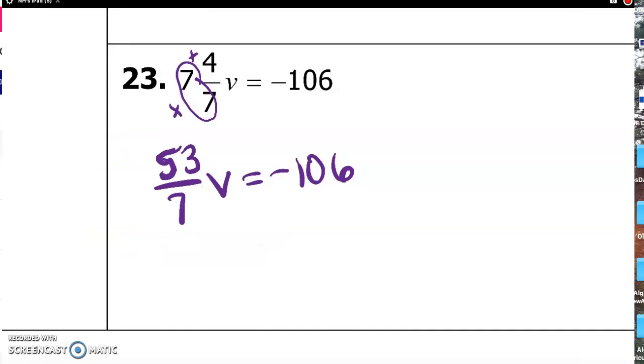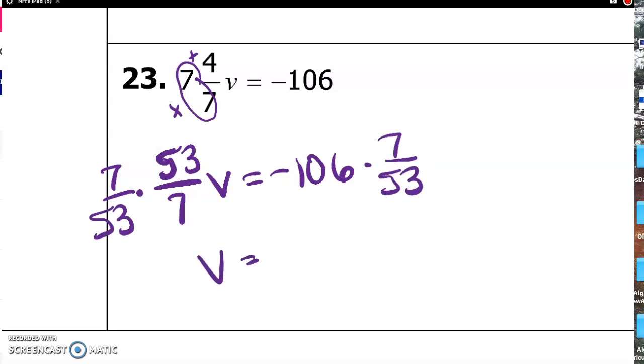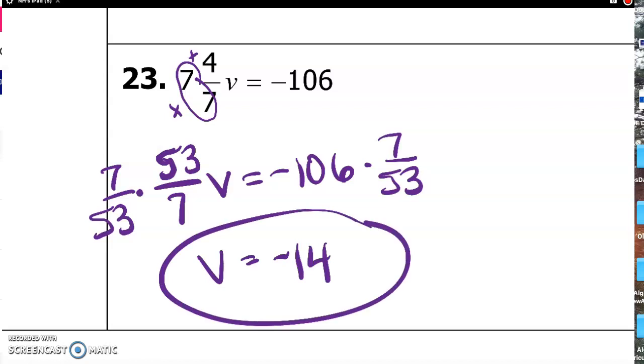Now I can multiply by the reciprocal to get rid of it. Okay, so first you need to change it to an improper fraction, then multiply by the reciprocal. So 7/53. So negative 106 times 7/53 gives me negative 14. V equals negative 14. Now, when you plug it back in, you can use the 7 4/7 with your fraction button. So 7 ABC 4 ABC 7, or use your fraction button, times negative 14, and make sure it gives you negative 106, and it does.